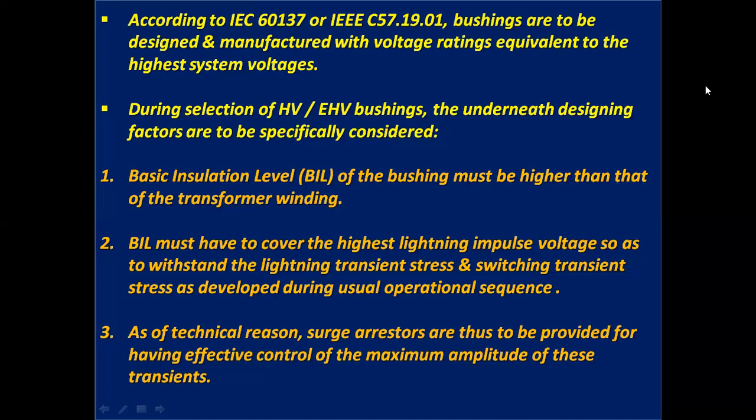Number 2, the basic insulation level must cover the highest lightning impulse voltage so as to withstand the lightning transient stress and switching transient stress as developed during the usual operational sequence. For this technical reason, surge arresters are to be provided for effective control of the maximum amplitude of these transients.